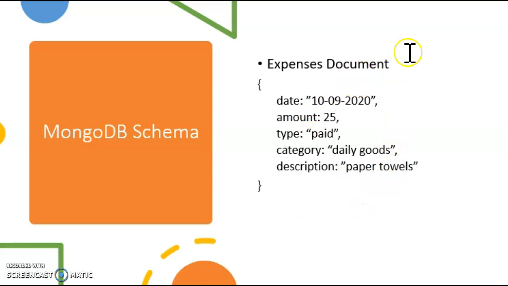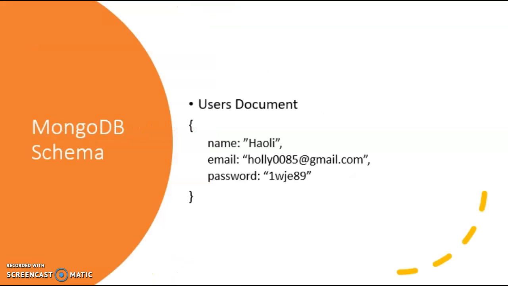And the data structure stored in MongoDB will be expenses document. And here are the properties: date, amount, type, category, description. Next, also the user information will also be stored in the database. A name, and the email and the password. Thank you.